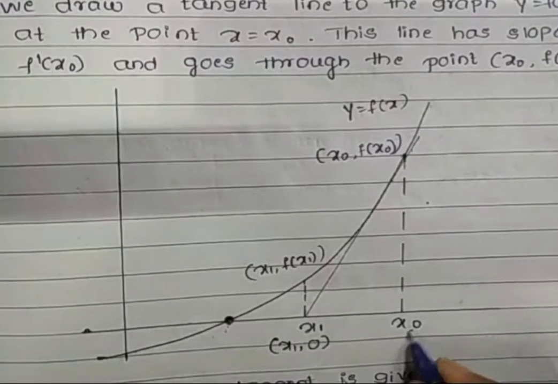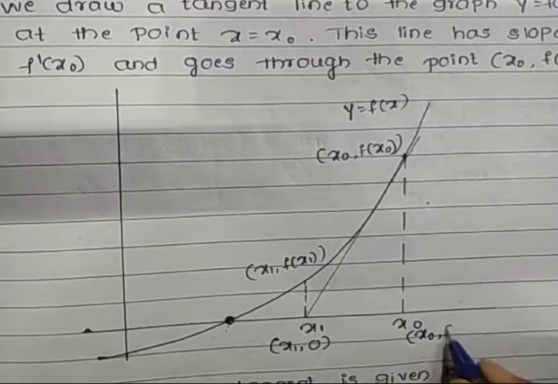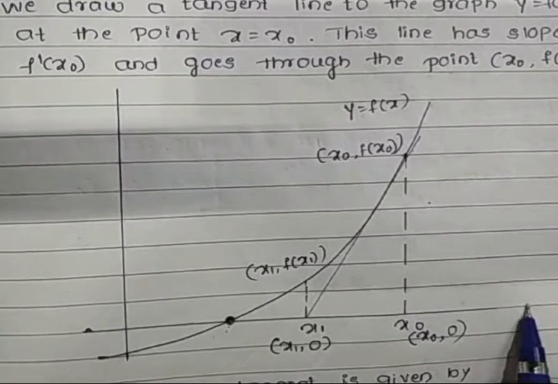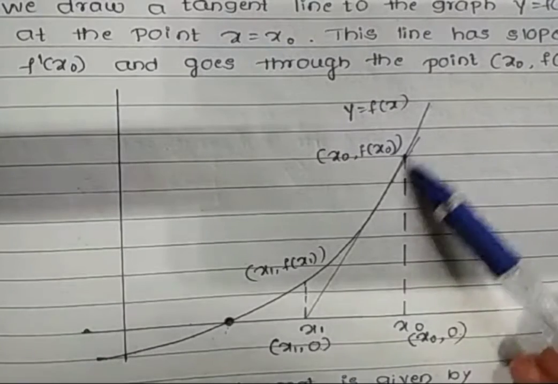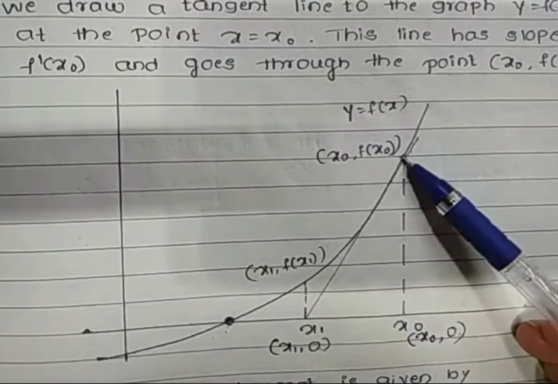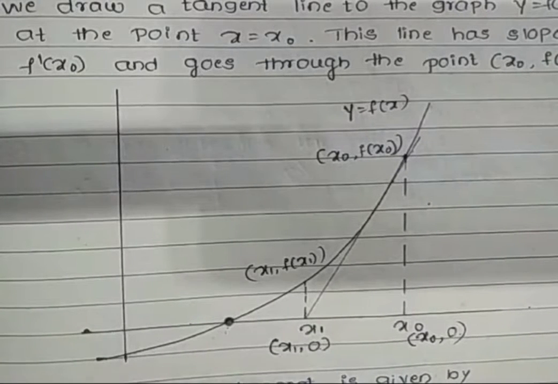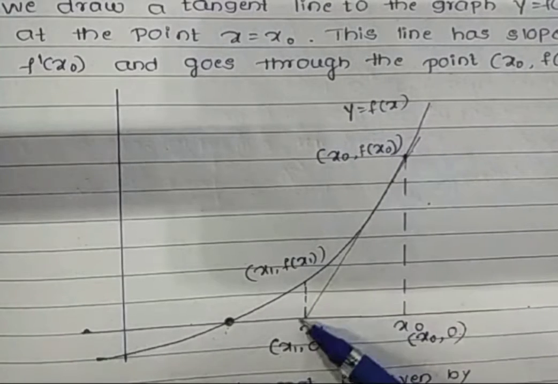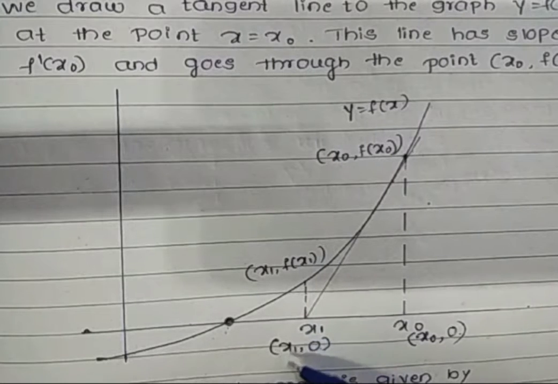So if I write the point for this x0, it is simply x0 comma 0, because along the x-axis the y value will be 0. So this is x naught comma 0, and this is x1 comma 0. With the help of this tangent line at the point x naught comma f of x naught and then x1 comma 0, the formula derivation can easily be considered. We have two points, and using these two points we can easily write the tangent line equation for the formula derivation.